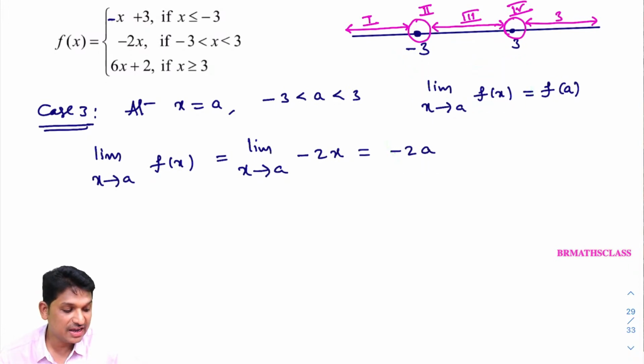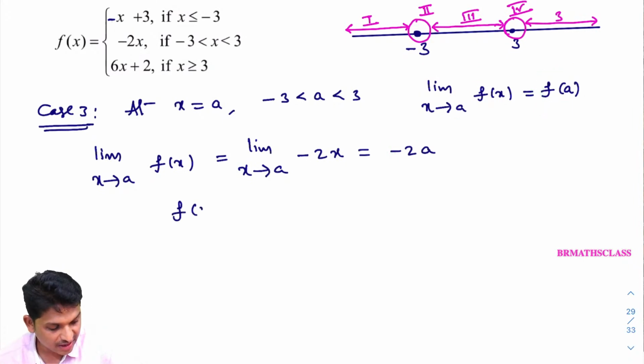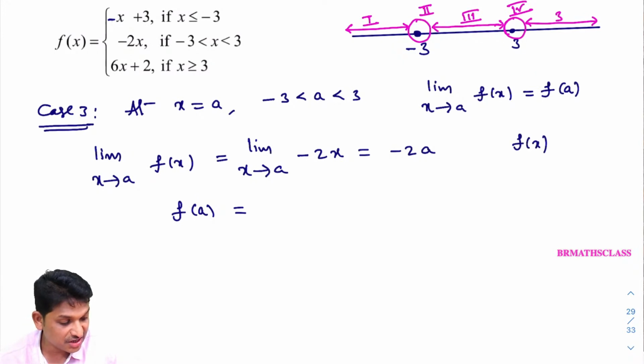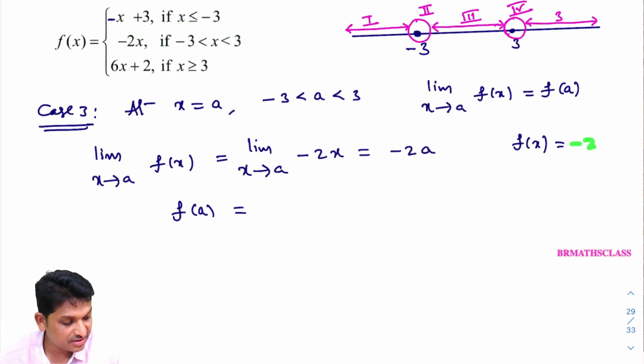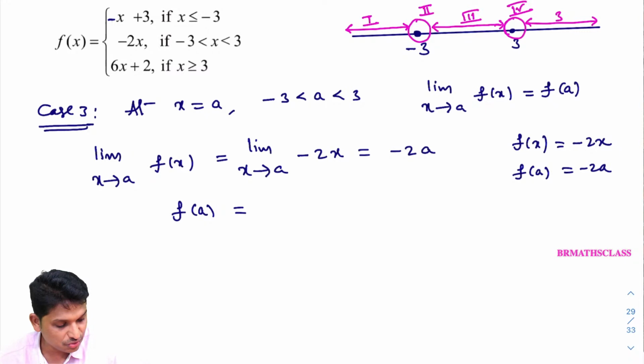Okay, now I will calculate f of a. To calculate f of a, I need f of x. What is the function here? F of x. Here a value is in this interval. So which function do we need to choose? We need to choose -2x only. F of x is -2x. Then what is f of a? F of a is -2a.